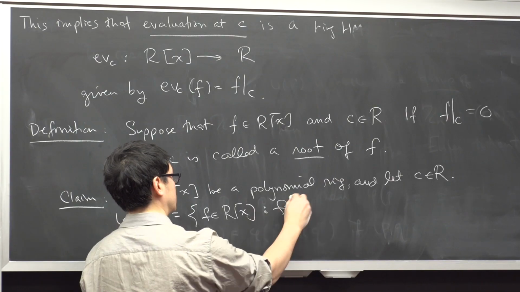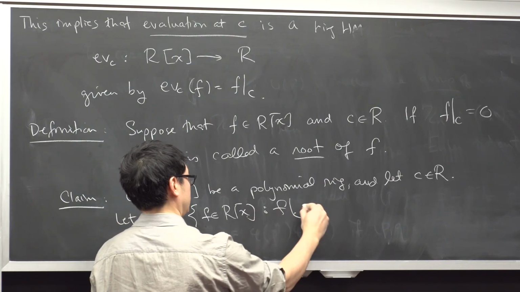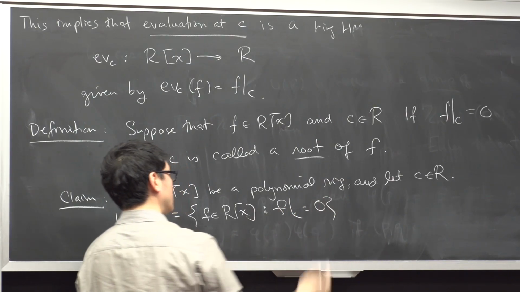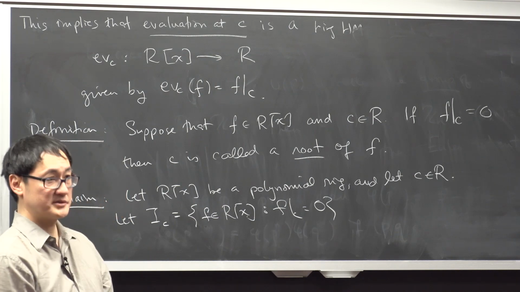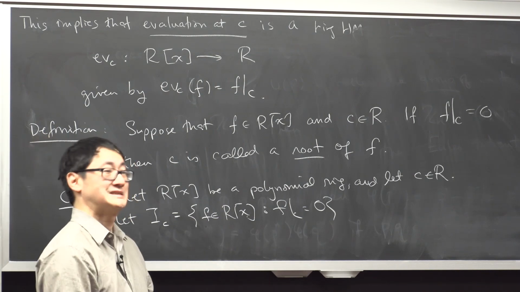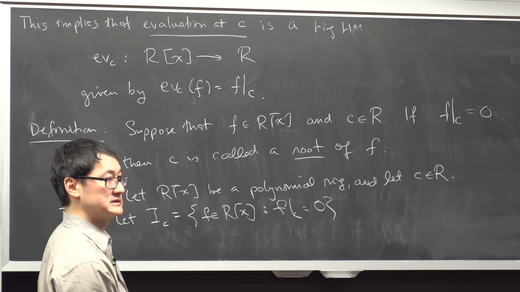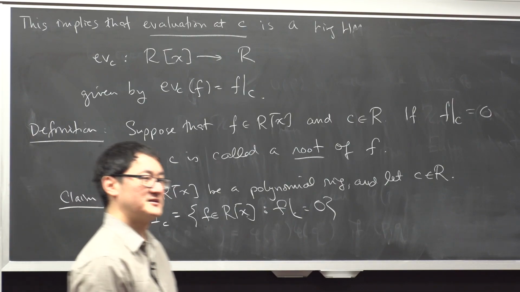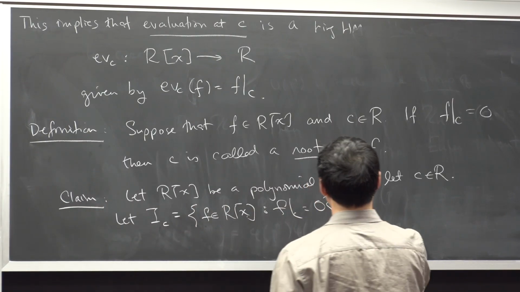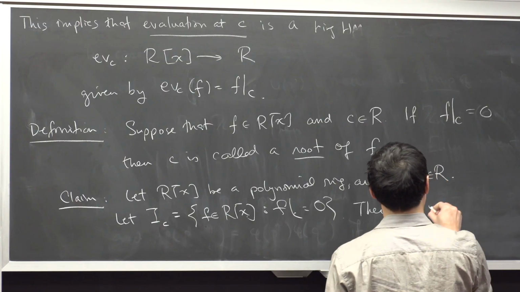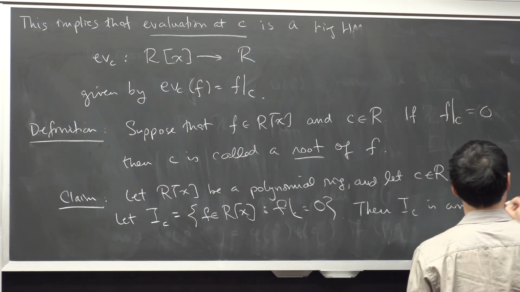F slash C is 0. So I want to look at all polynomials for which C is a root. Spoiler alert, it's an ideal. Then I_C is an ideal.